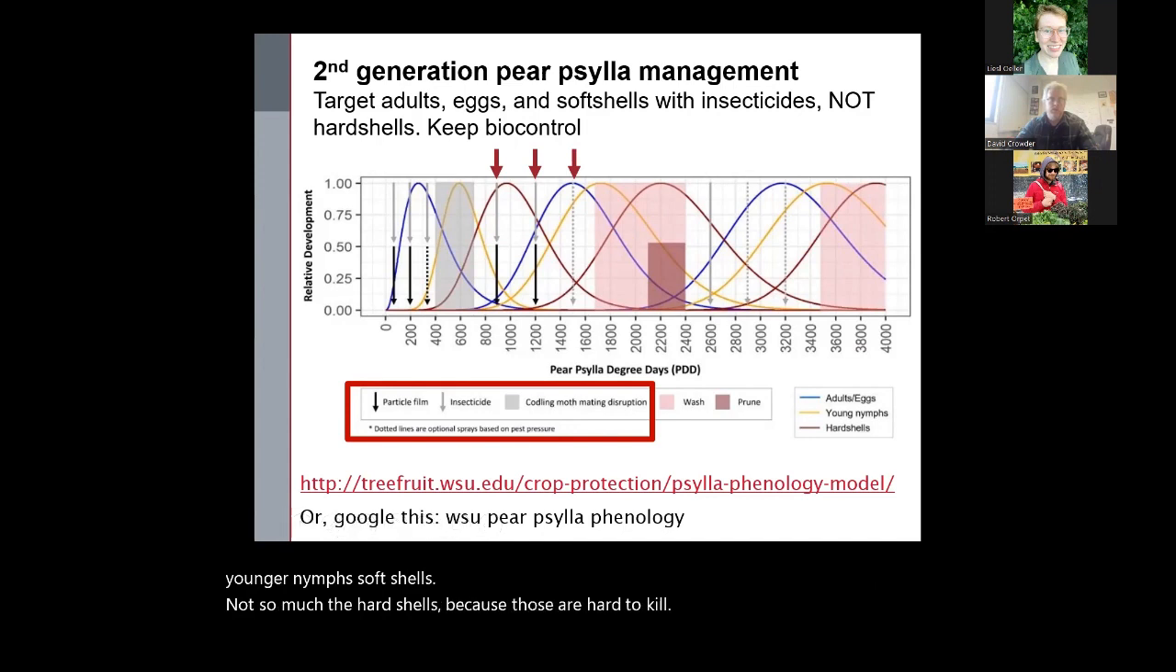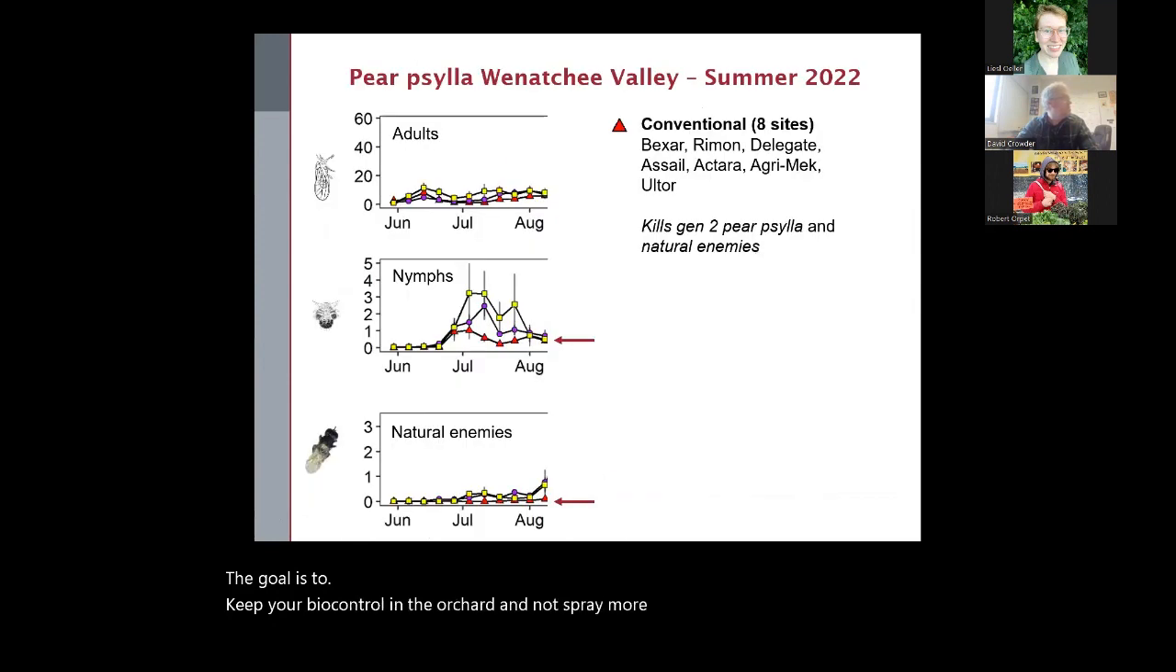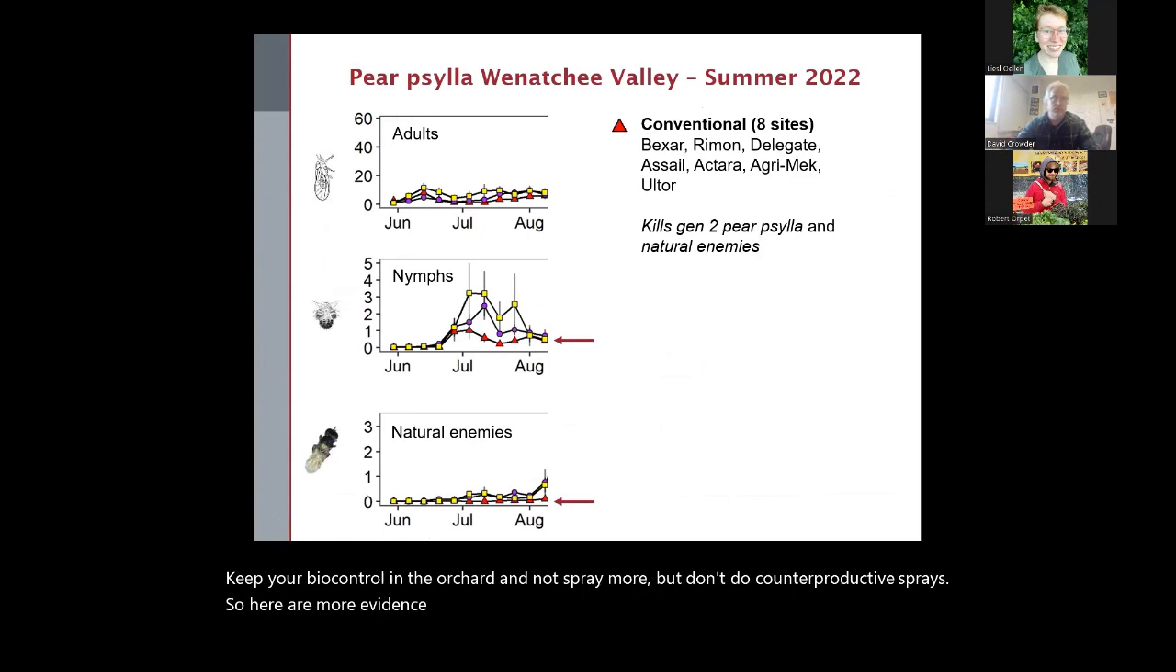The goal is to keep your biocontrol in the orchard and not spray more, don't do counterproductive sprays. So here is more evidence. I showed you spring data from my project last year. Here is the summer.